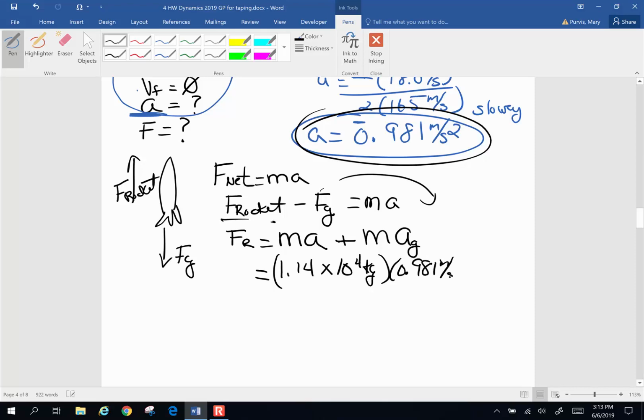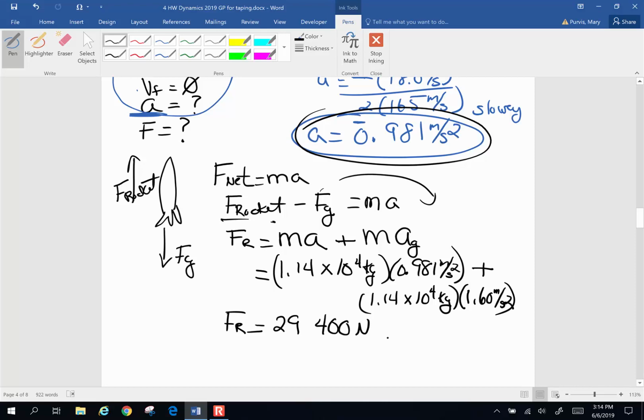0.981 meters per second squared, plus, and I apologize, I'm going to have to put this on the line below, the mass of the rocket, which is 1.14 times 10 to the 4th kilograms, times the acceleration of gravity on the moon, 1.6 meters per second squared. And when I do all of the math, I end up with the force of the retro rocket being about 29,400 newtons of force. That is a pretty decent little rocket.